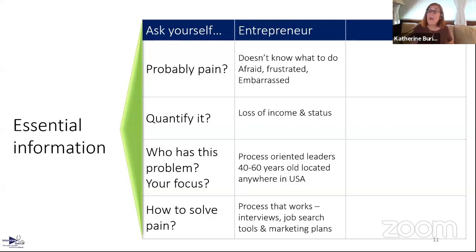Who has this problem? My ideal client is not just anyone. It's process-oriented business leaders who are 40 to 60 years old, located somewhere in the United States. Now, that means that I have targeted a certain population, which means logically I have eliminated everything else. So as a business person, you don't sell your product to just anybody. You have a market in mind, a group of people or companies that you want to sell to.